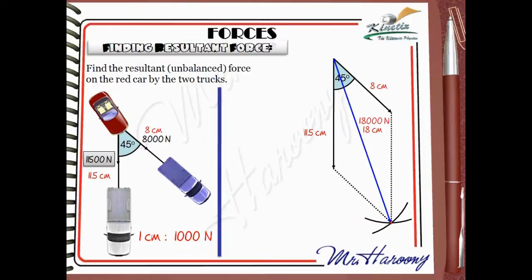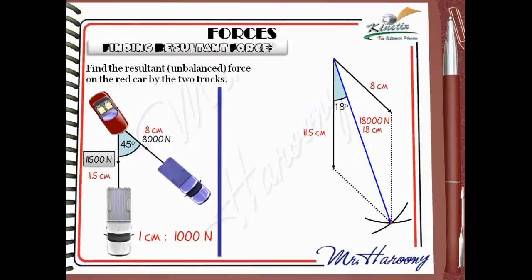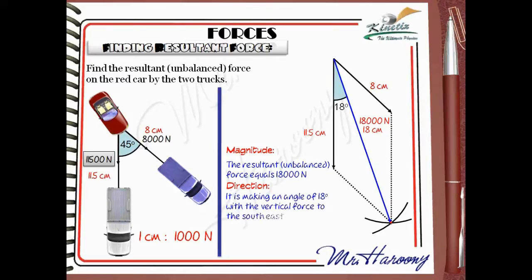Also, we need the direction. We will find the direction using the protractor. Find the angle with the reference force, which was the vertical 11,500 newtons. In this case, the protractor shows that the diagonal is making an angle of 18 degrees with the vertical force. Magnitude: the resultant unbalanced force equals 18,000 newtons. The direction: it's making an angle of 18 degrees with the vertical force to the southeast.